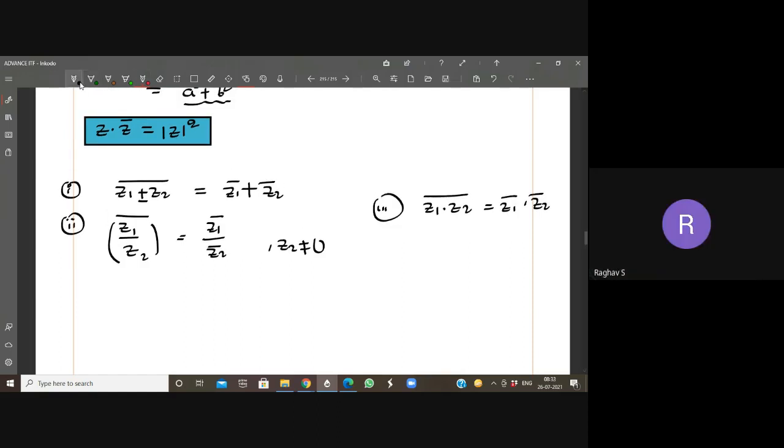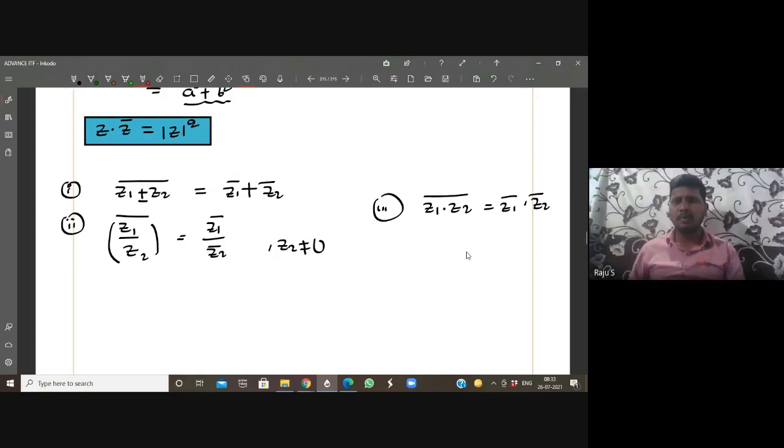What is the third property, sir? The third property is: the conjugate of Z1 into Z2 is equal to Z1 conjugate into Z2 conjugate. We'll write the conjugate separately. For all the properties we have done the same thing: we have written the conjugate of each other.